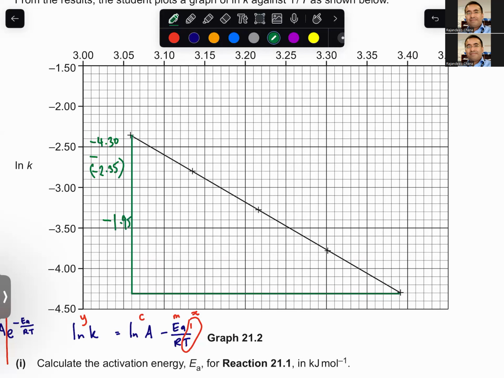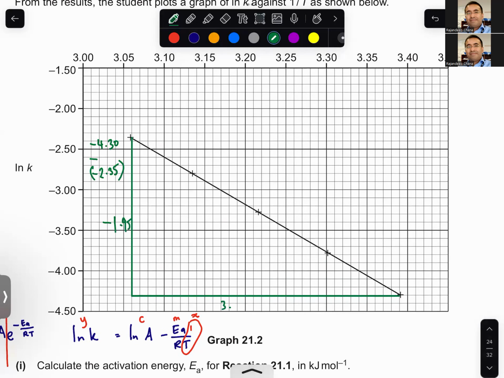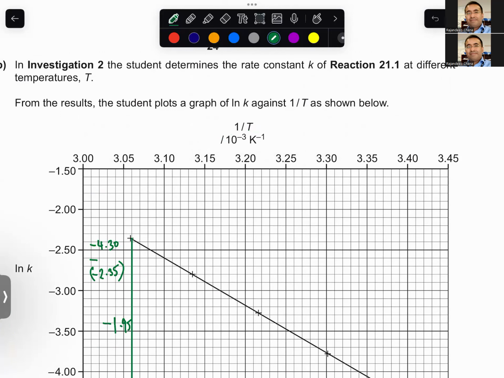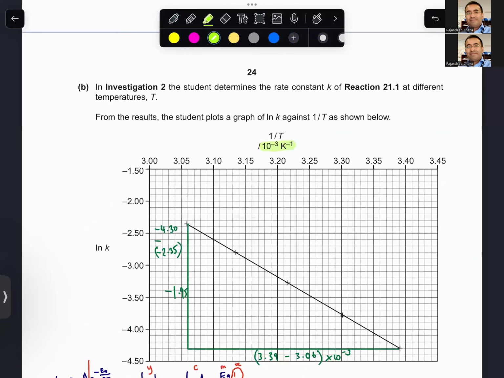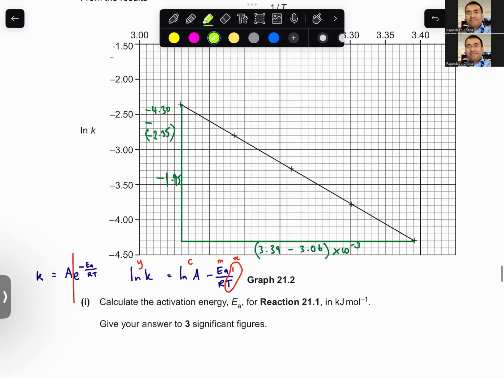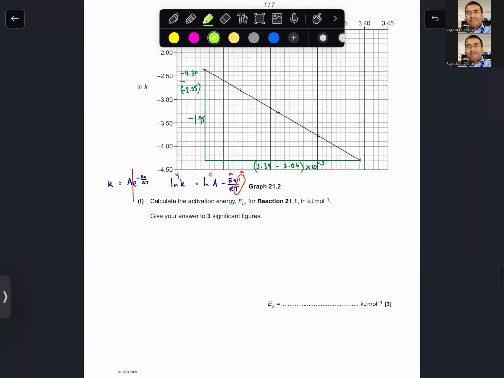On the x-axis, you got 3.39 minus 3.06. Whatever that answer is, times 10 to the minus 3. Don't forget about this over here. Easy to forget, and you will lose marks. Using that, let's work this out.